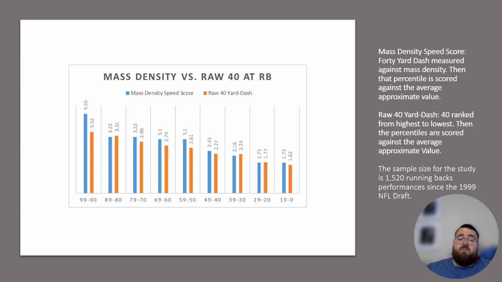It's more correlative to look at the mass density speed of a prospect than it is to look at the raw 40-yard dash. The raw 40-yard dash still matters, of course. You can still use it. It still has some utility, but you're going to find much better or more value looking at the mass density of a prospect speed score versus just the raw speed score. That's essentially what I'm trying to say.